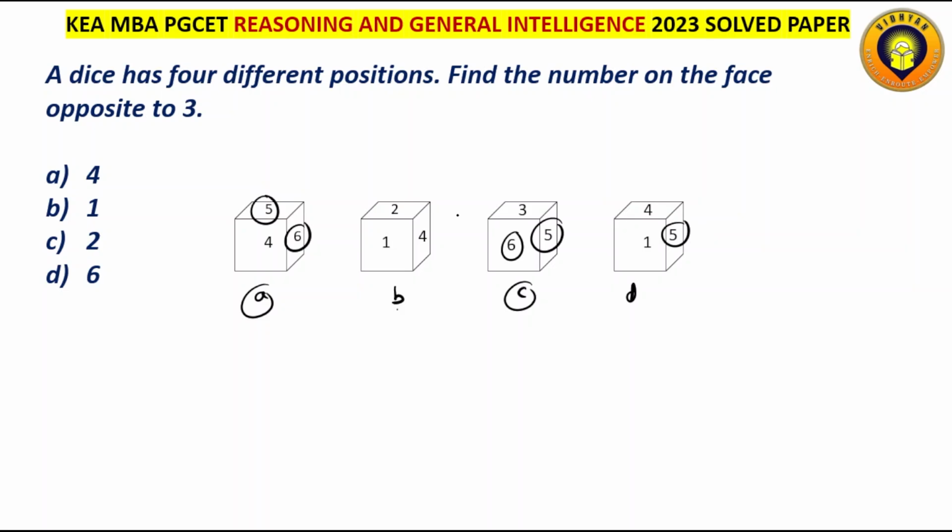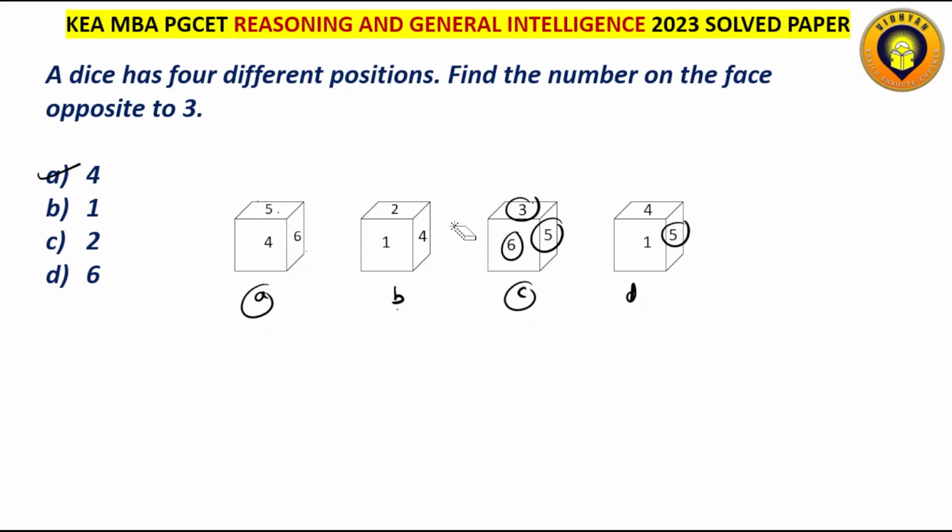Now remember, they have asked us to find the opposite of 3, right? Since in A and C, the other two numbers are common, directly you can say that 3 is opposite to 4. See, 6 and 5 are common, therefore you can save your time and directly say that 3 is opposite to 4. Option A is the answer.